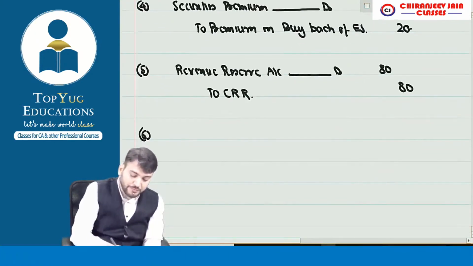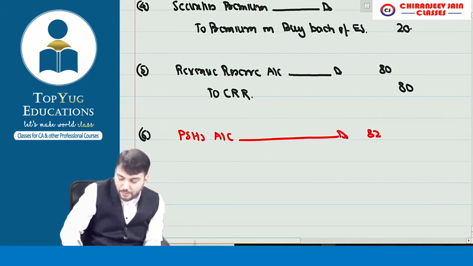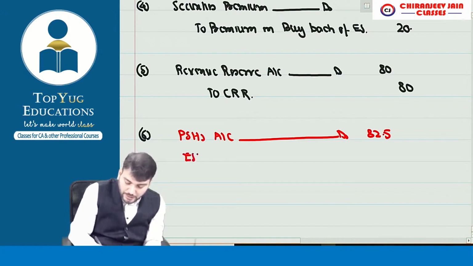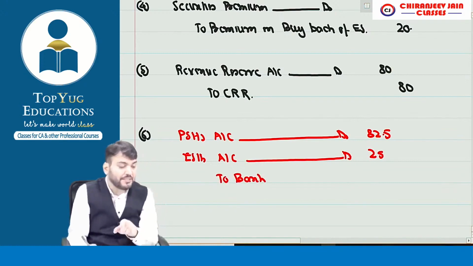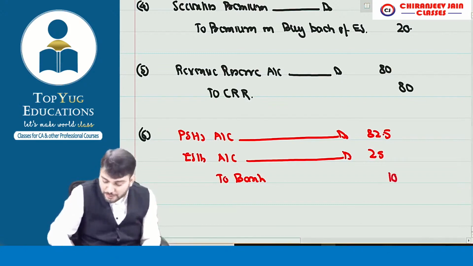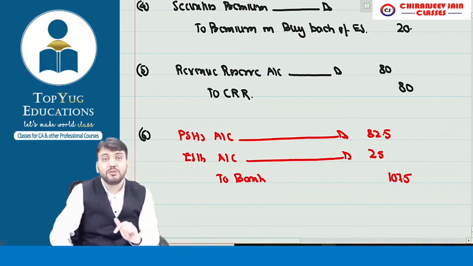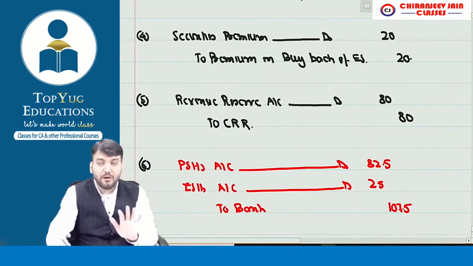Then we'll make payment to whom? Preference shareholders and equity shareholders. Write down: preference shareholders account debit, how much payment is to be made? 82.5. And equity shareholders account debit, how much payment? 25 crore. To bank balance. They have said that we have used bank balance in current assets. So current assets are 340 crore, so we will make the payment. That is 107.5, being amount paid to shareholders. Correct? Have you understood this point? All the journal entries are done.